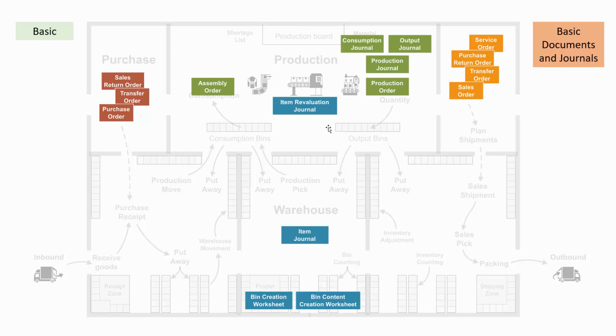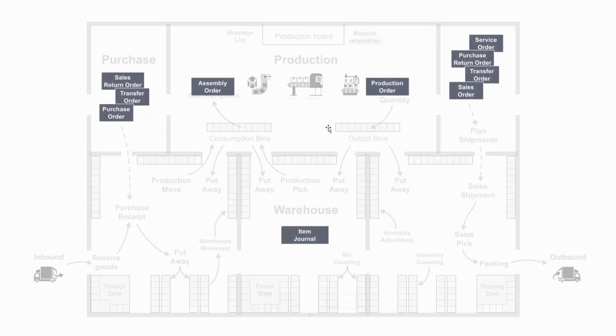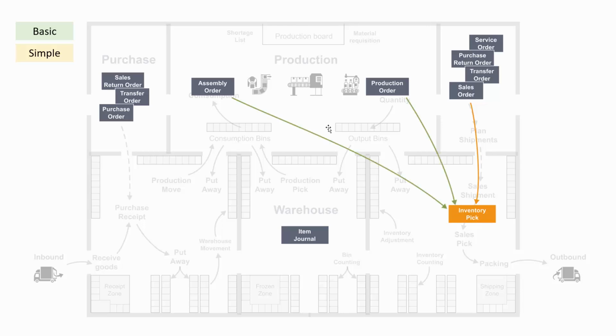Those are all documents and journals working with just what we call inventory, meaning no warehouse check marks on the location card. If we move on to what we could call simple functionality, meaning check marks on the location card that don't include the purchase receive and warehouse shipment check mark, but the bin and the put away and pick, we will have on the outbound side an inventory pick, which is a document picking directly on the sales order, and it also applies to assembly orders and production orders.